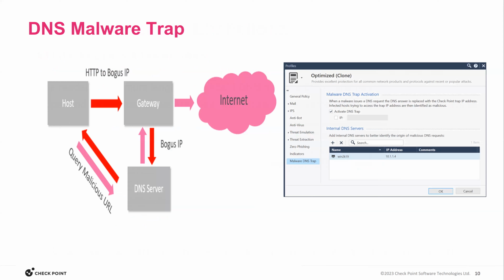DNS traps, kind of shifting gears. This is a diagram I think I did a while back, but it's really good in just basically how DNS Trap works. The purpose of DNS Trap is to uniquely identify the infected client.